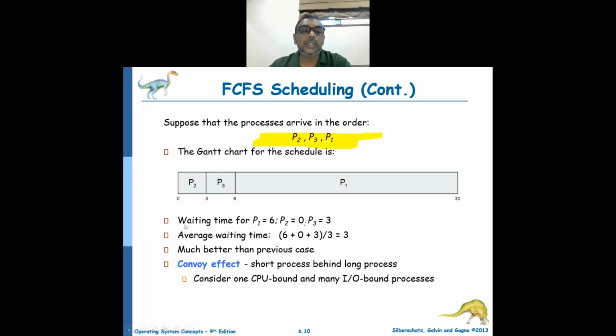As you can see here, the waiting time changes compared to the previous one. The waiting time for P1 is now 6 seconds because it came at 0 but only entered the CPU at time 6. P2 is 0 because it came in at 0 and went in straight away. And P3 came in at 0 but went in at 3. So the average waiting time is 6 plus 0 plus 3 divided by the number of processes, so you get 3. This is much better than the previous example.